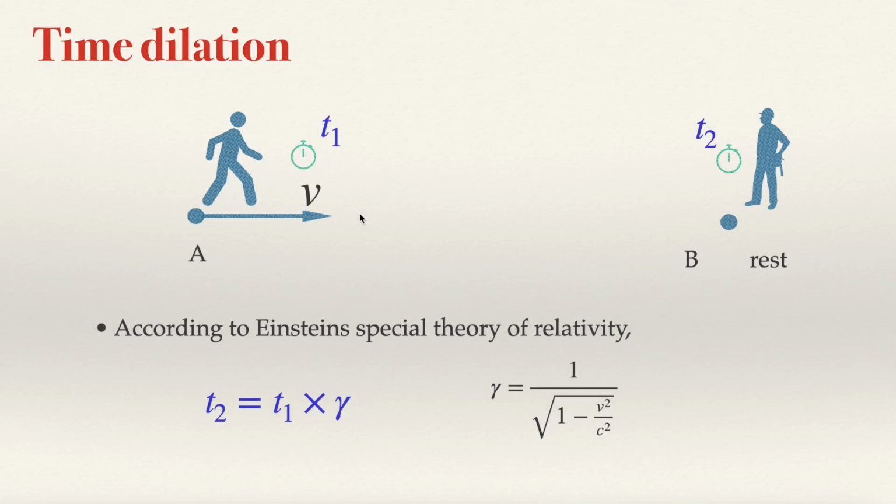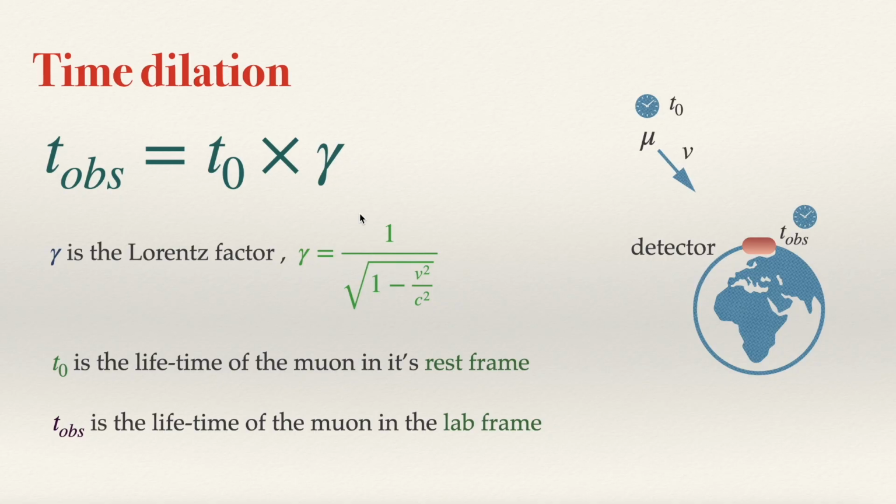and its value is greater than or equal to 1. If we look at the moving observer, the time for the rest observer is gamma times the time in the moving frame. We will understand it better with this example of the muon case. Let's say the muon is our observer A, which is moving at a velocity v with respect to our observer B, which is the detector on the surface of Earth.